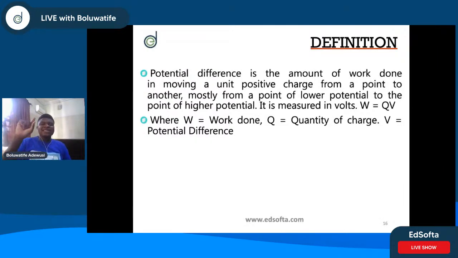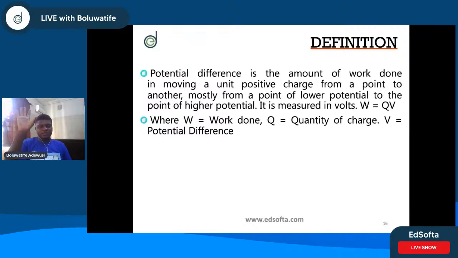So potential difference is the amount of work done in moving a unit positive charge from a point to another, mostly from a point of lower to a point of higher potential. So for example, a battery has a particular potential difference, right? The potential difference of that battery is the amount of work it has to do to move one electron from one point to another.